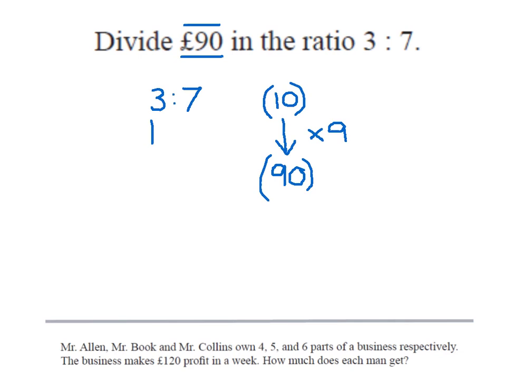So all I've got to do now is multiply the 2 parts involved by 9 as well. 3 times 9 gives me 27, and 7 times 9 is 63. And you can check those two because they should add together to give us 90, which they do. So that's the first one done.